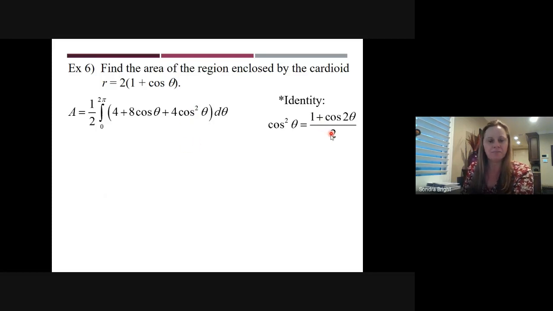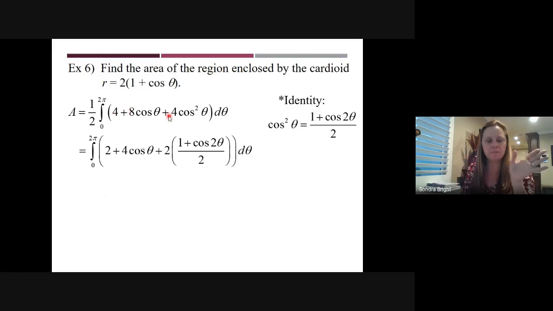Notice, here's what else I did. I saw the 1/2 and I saw 4, 8, and 4 were all multiples of 2. So I went ahead and distributed that 1/2 so I didn't have to keep it out front, and I divided 4 by 2 and 8 by 2 and also 4 by 2. That's where I'm getting the 2 and the 4 and the 2 now. And then instead of cosine squared here, I replaced it with 1 plus cosine of 2 theta divided by 2.